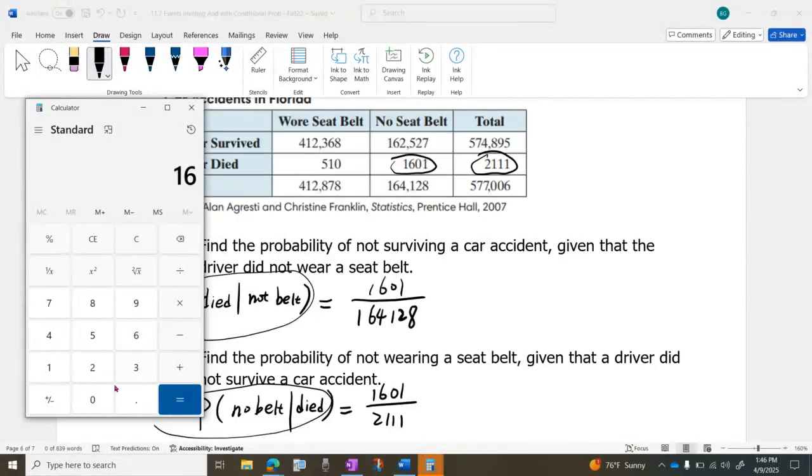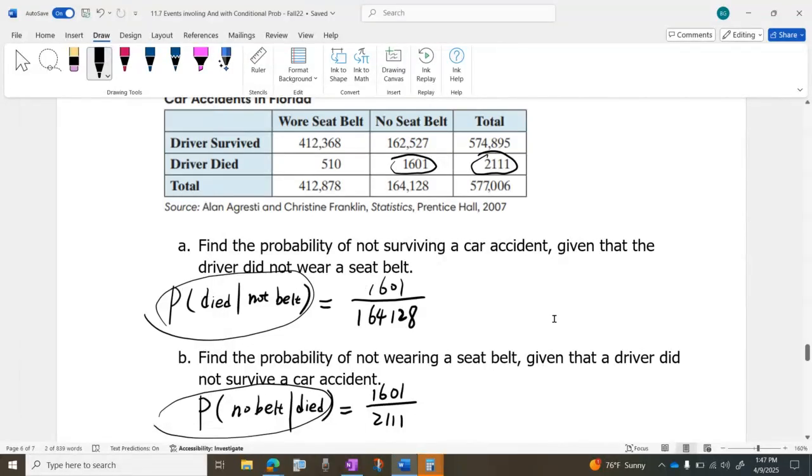One, 601 divided by 164,128. Let me write it as a percentage. So this is going to be 0.98%. Like less than 1%, right? Less than 1%.